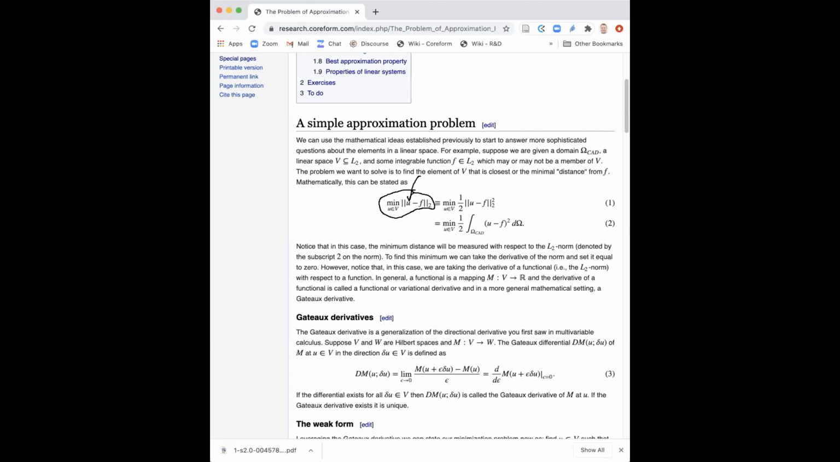Well, if U is in the finite dimensional space and F is not, then we're trying to find the closest approximation of F to U, or U to F. That's exactly what this is. That's this problem. It's called least squares projection.